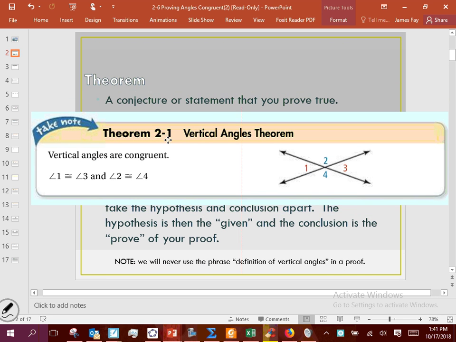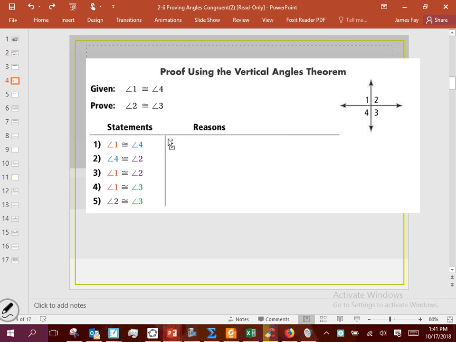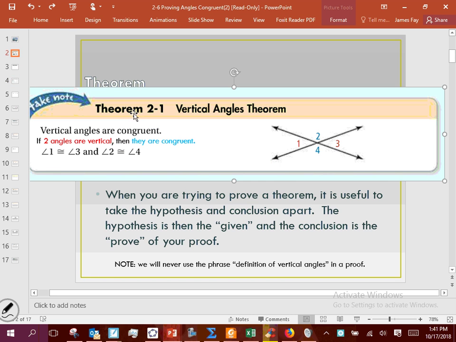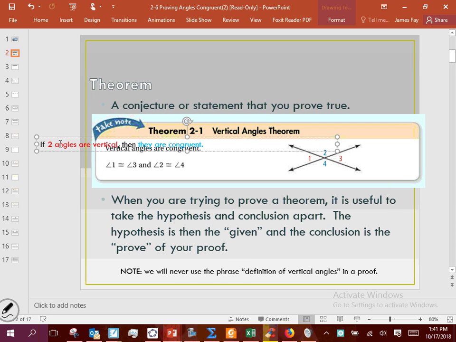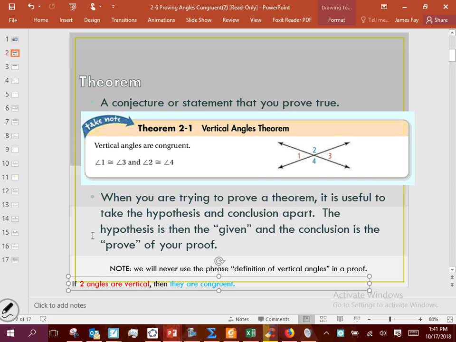So what I want you guys to write down is, well, let me do this. I kind of adjusted this last period and didn't fix it. All right, so the first thing there is it's a theorem. Okay, that's a definition up there. It says a conjecture or statement that you prove true. That's the definition for a theorem.